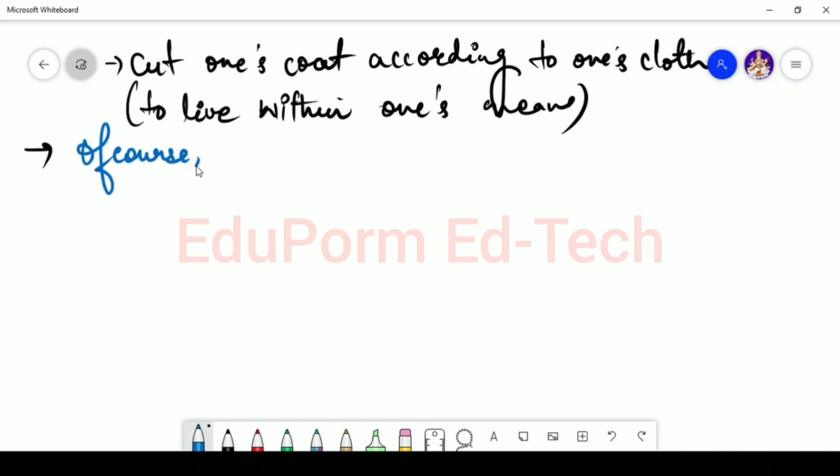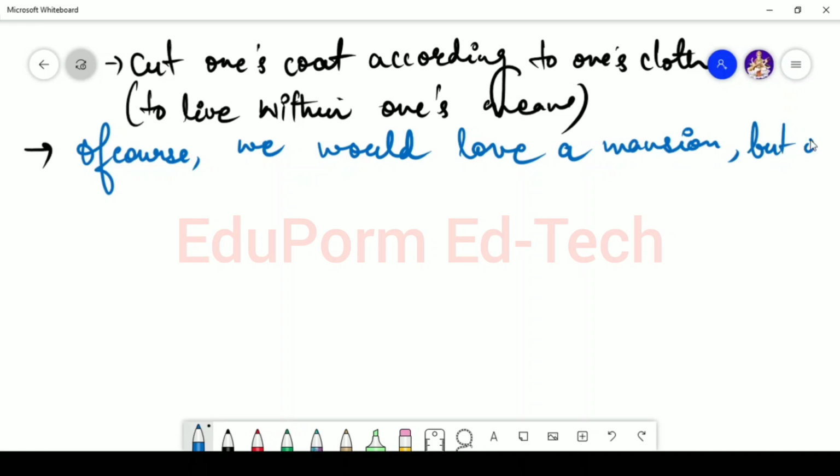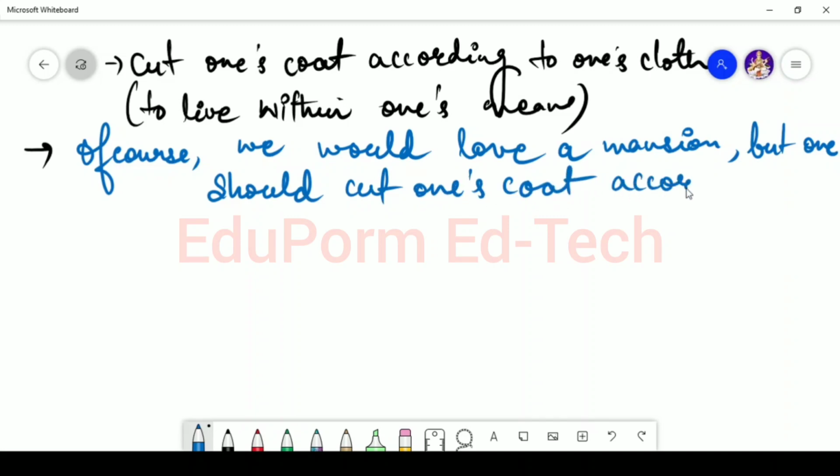Now, of course, we would love a mansion, but one should cut one's coat according to one's cloth. Okay, of course we would love a mansion, but one should cut one's coat according to one's cloth.